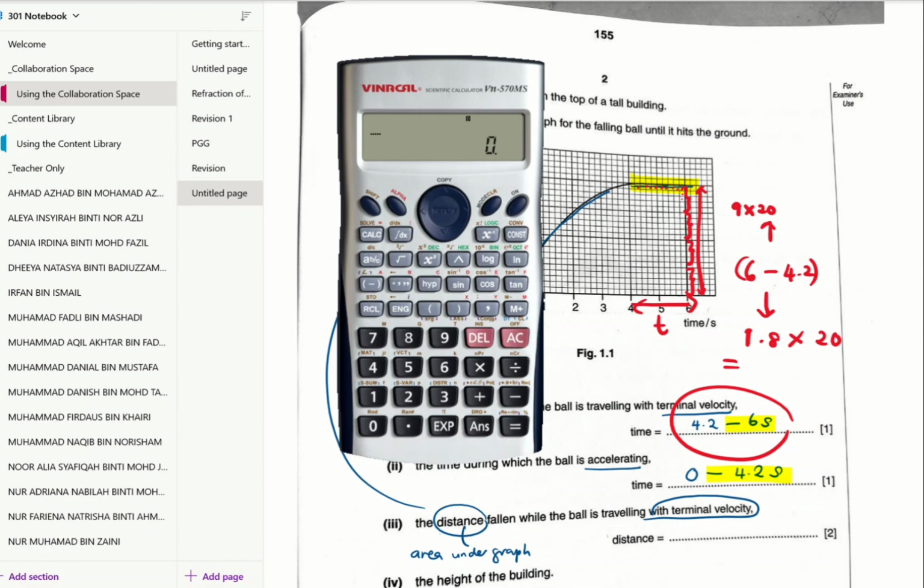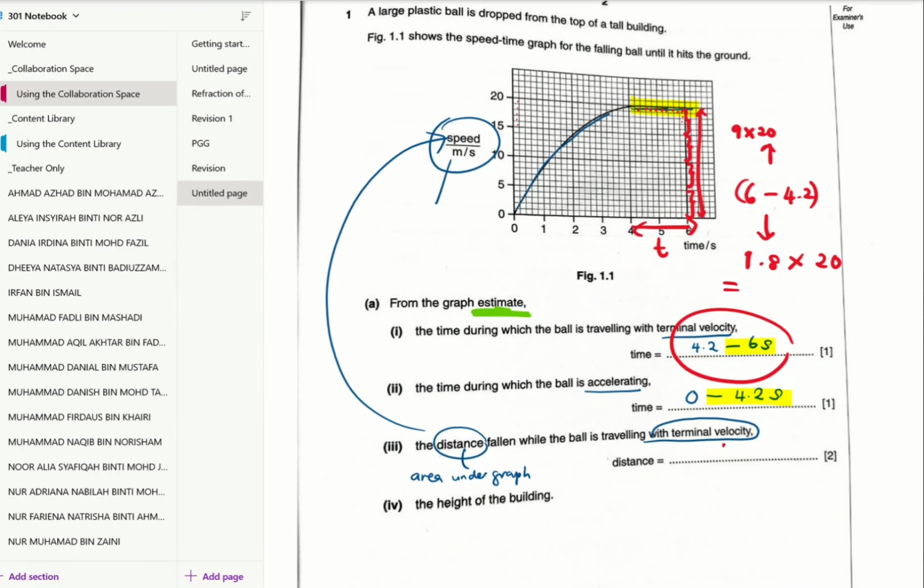Now, for the speed, you just get it from the graph. And then the next question is from the graph as well.